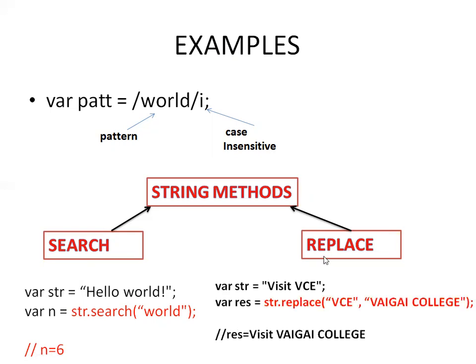And the next string function is nothing but replace, which is used to replace the old string by a new string, where str is equal to visit VCE. Here the str is the string object because it is holding the string visit VCE, where res is equal to str.replace of. So the replace method has the first argument as the old string and Vaigai College as the new string. Okay. So here VCE is replaced by the new string Vaigai College. Therefore, res is the variable that is holding the string visit Vaigai College. After replace, we have the string visit Vaigai College. The result of res is nothing but visit Vaigai College.